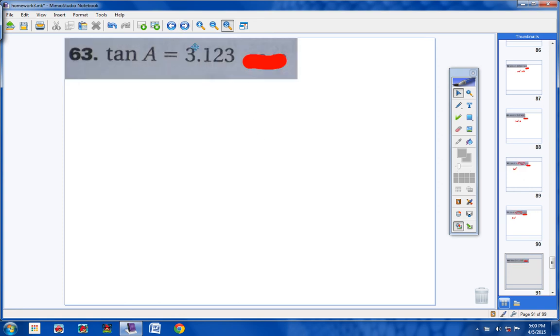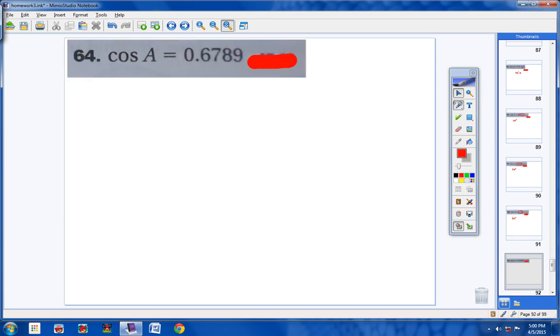Alright, number 63. Notice we're missing an angle, so that's when we type in inverse tangent, and then type in this number here. Hit enter, and you should get this right here. Alright, number 64. Notice we're missing an angle, so we hit second cosine. Then we type in this number here, and you should get out this number right here, 47.2 degrees.